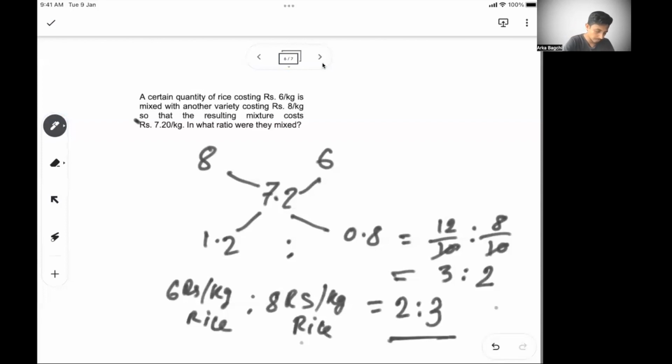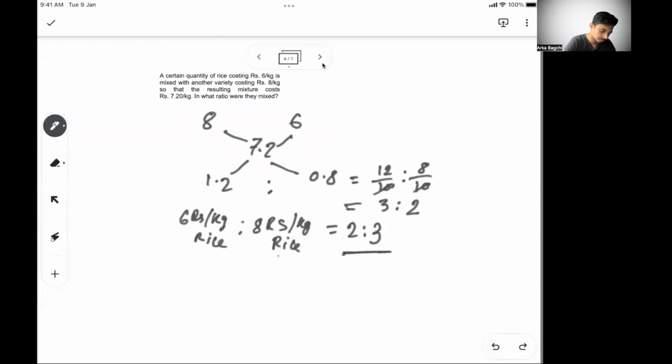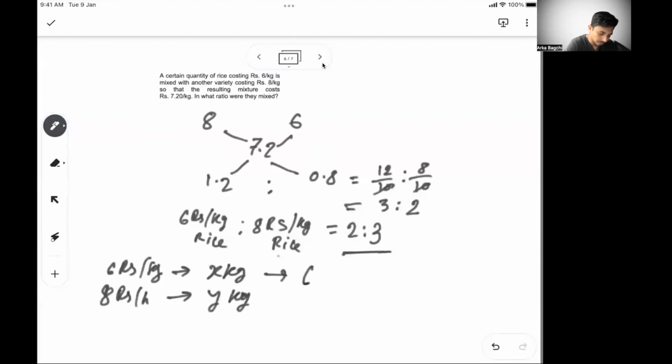I'll show you some other way if you are interested in that. So let's say 6 rupees per kg rice needs X quantity and 8 rupees per kg rice will be mixed in Y quantity. So X kg of this one and Y kg of this one should give you 7.2 rupees per kg. So basically, then your total cost will become 6x here, total cost becomes 8y here.